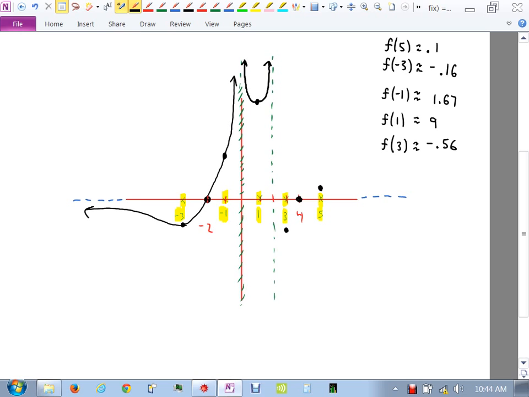Jump over the vertical, grab your next point. To the left, it must go down because that vertical is in the way. Must connect through the x-intercept, up to the next point, magnet down to the dot. We're done.